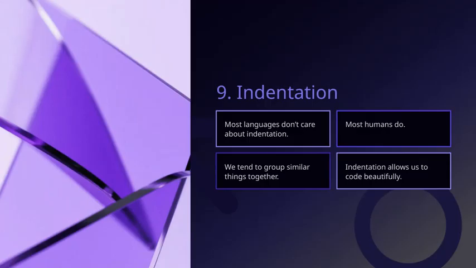Let's talk about indentation. Many programming languages don't actually care about indentation at all. They focus on the code's logic and syntax rather than how it's spaced out. But as humans, we tend to group similar things together to make sense of complex information. Most of us naturally do this. It's a way our brains organize data. Now, this is where indentation really shines. It allows us to write code that isn't just functional but also beautiful and easy to read.